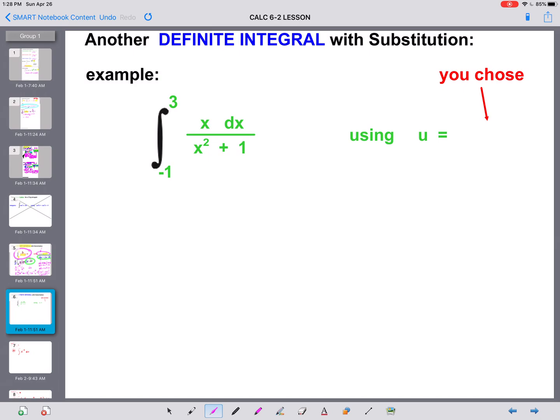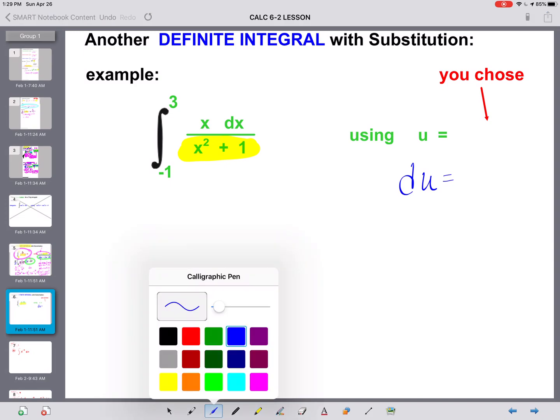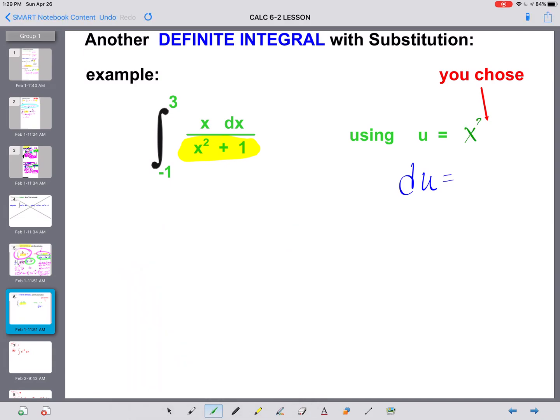On this one, I'm going to let you choose u. What are you going to choose for u now? You go, well, how do I know what to choose? You want to choose for u something that when you take its derivative, du, you have most of that in there. So what do you want to pick for your u? Maybe look back at your other ones. What might be a good one to choose for u? On this one, yeah, right there. That's what I'm going to pick for the u this time. It's going to be the x squared plus 1.